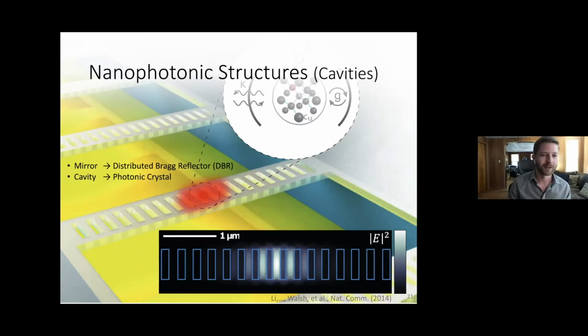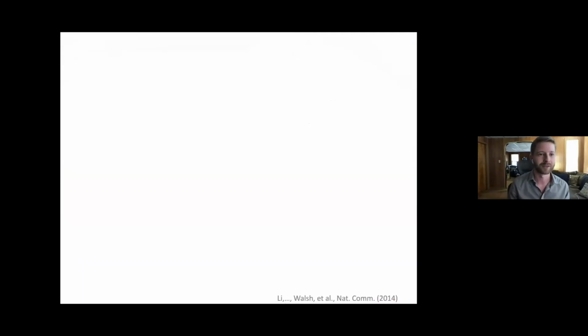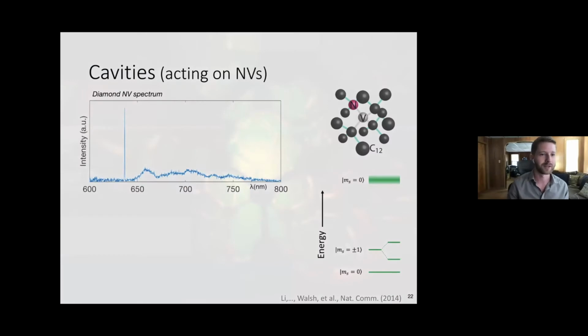And to see what this effect has on the emitter itself, here's what the NV spectrum looks like without a cavity, which we can map very closely to our energy diagram that maybe we're a little bit more familiar with. And we see that there's actually a lot of light detuned to the red shifted from our transition.